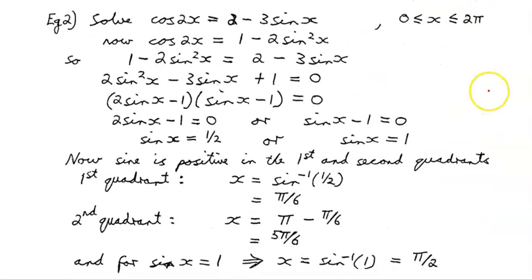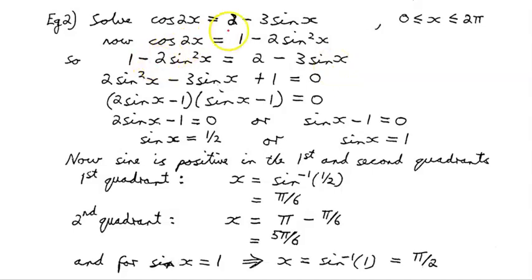Now let's solve cos 2x equals 2 minus 3 sine x, again over the same closed interval 0 to 2 pi. From some trigonometric identities we know that cos 2x is 1 minus 2 sine squared x. So let's substitute that in on the left, and that's equal to 2 minus 3 sine x, the original equation.